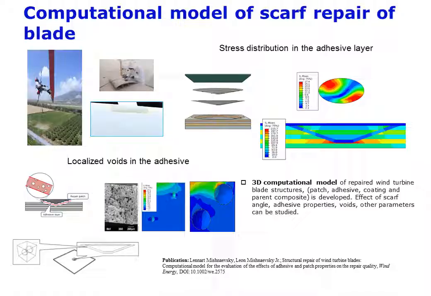Another application of computational mechanics, in development of wind turbine materials and technologies, is the modeling of blade repair. This figure shows a computational model of scarf repair of blades. The model includes the composite scarf, adhesive layer, blade laminate, and coating. Using submodeling techniques, we introduced voids and defects in adhesives and other elements. In the computational studies, the effect of manufacturing defects and voids on the repair quality was investigated.